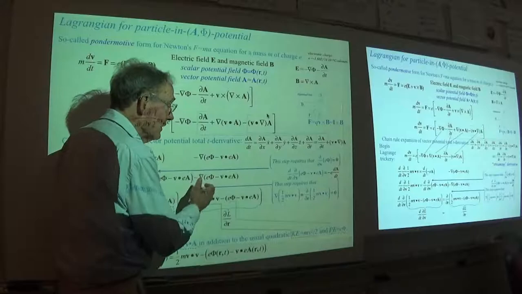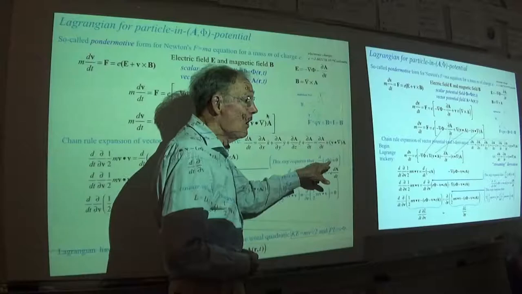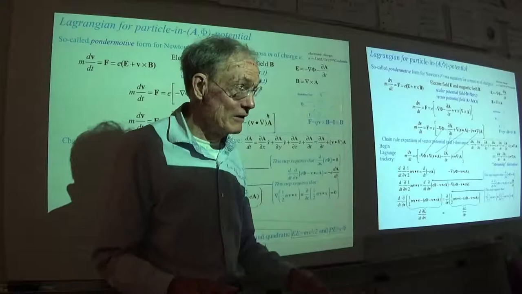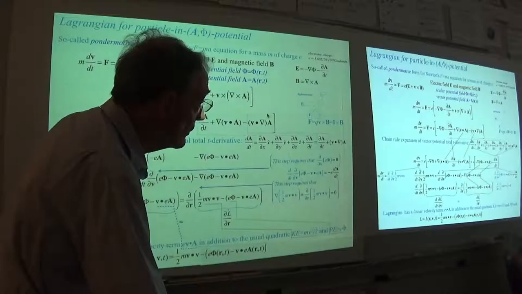We never wanted to have any velocity dependence of a scalar potential. All of that velocity dependence is in the vector potential. It can have that, and does, usually. Certainly will for the stuff we'll do today. Okay, so I think that is the beginning of the end of this thing.